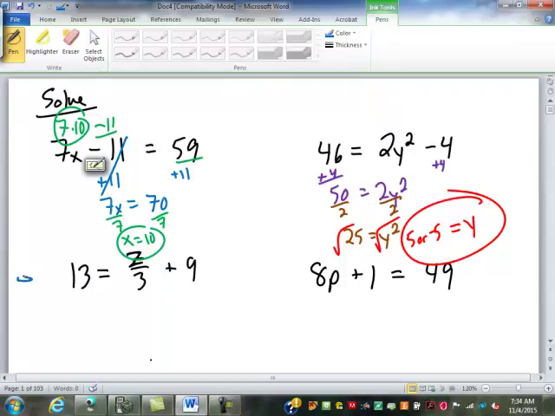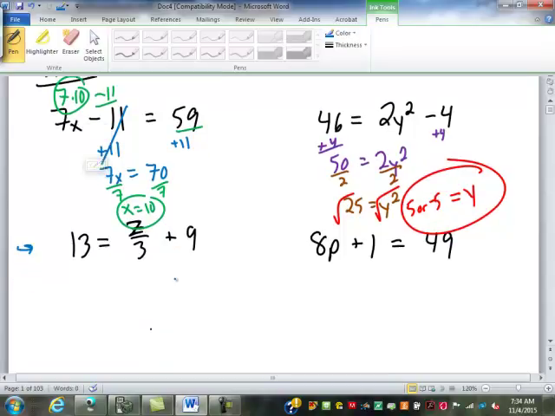This one, what do we do? Subtract 9. So 4 equals z over 3, and then multiply by 3. 12 equals z.